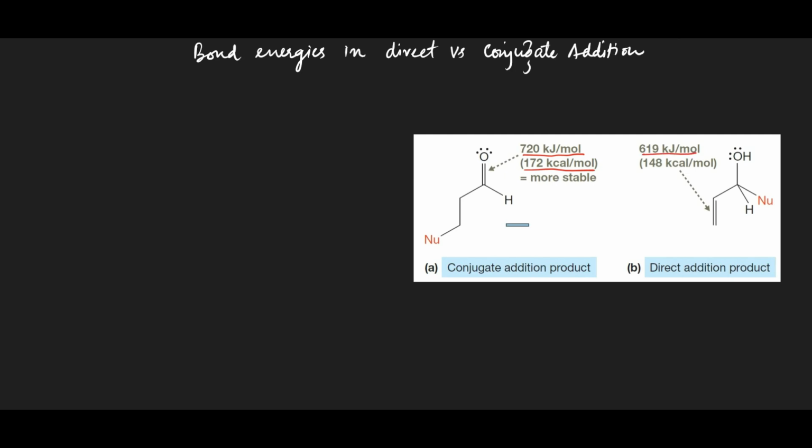The greater total bond energy in the conjugate addition product comes primarily from the type of double bond present. As shown here, the conjugate addition product has a C=O double bond, which, on average, is 101 kilojoules per mole stronger than the C=C double bond in the direct addition product, hence making it more stable.